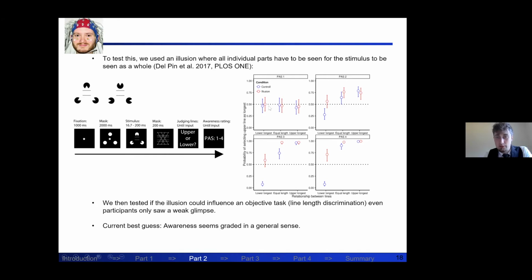And what we see is that at 1, they are just reporting at chance which one is longest, corresponding to not having any experience of anything. At rating 2, where they said they saw a weak glimpse of it, you start seeing this bias that they report the top one to be the longest, even when it's not, and more so when they're the same length. And this bias then increases with awareness ratings, but it's already there for the second rating.